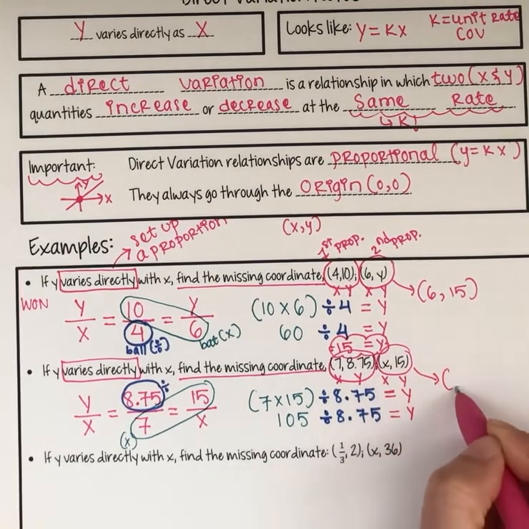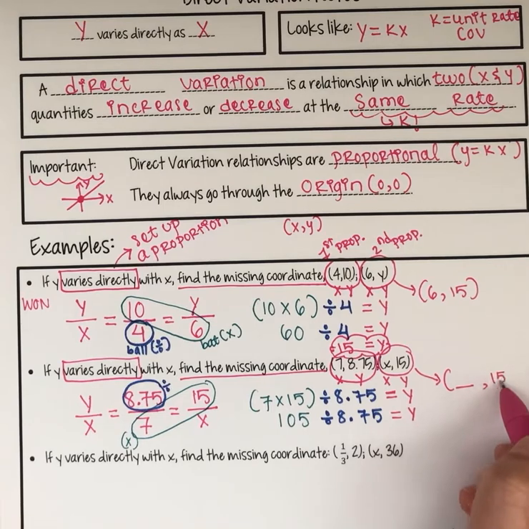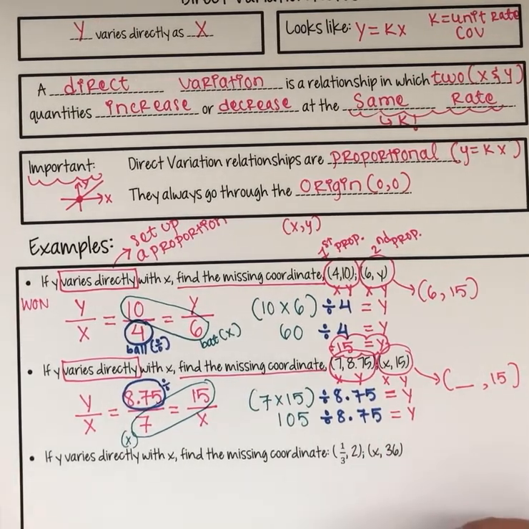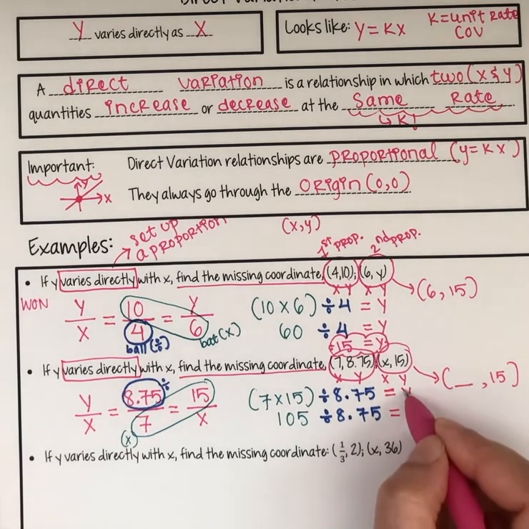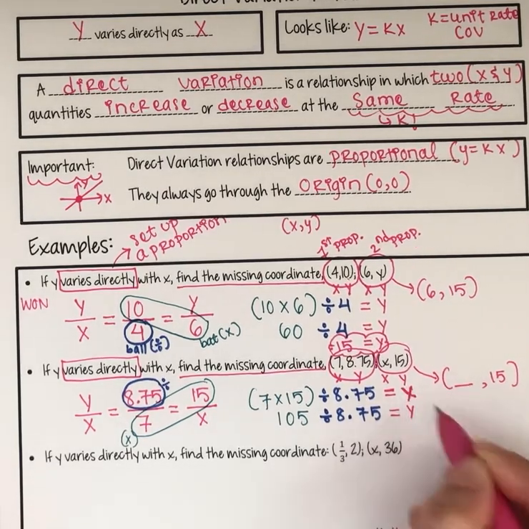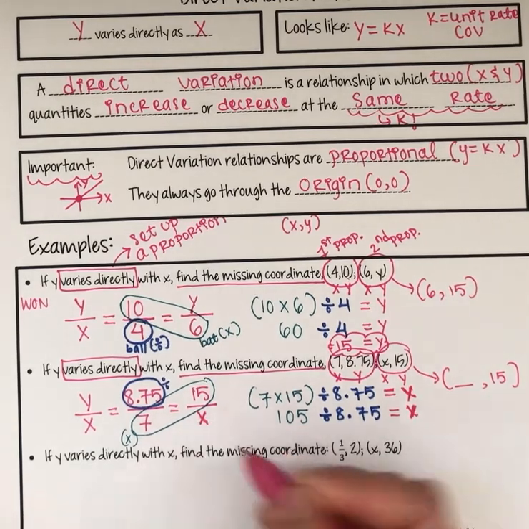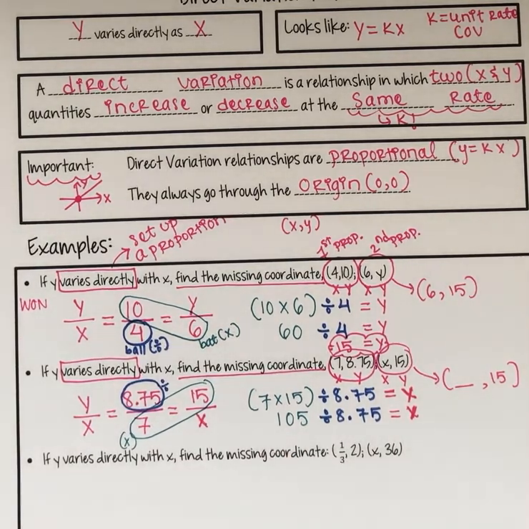Remember, x is missing. We have the y. Whenever you get the... Oh, did you catch my mistake, guys? This is equals x. We're finding x, not the y. Okay, if you caught it, you have sharp eyes. All right. Okay, let's move on.